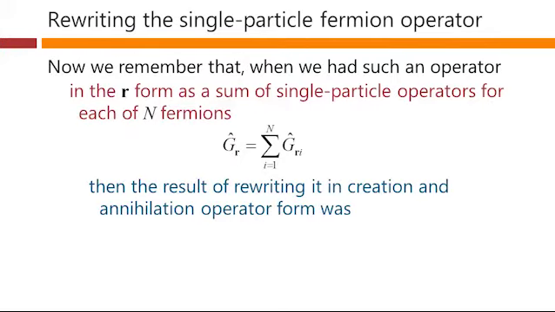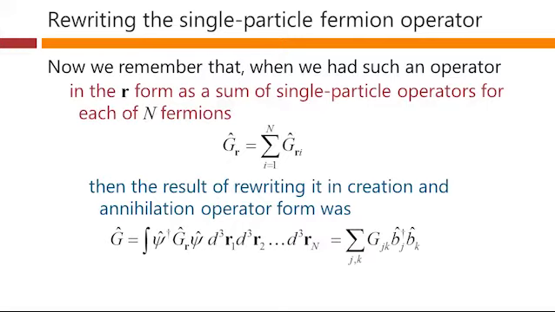Then the result of rewriting this operator, G, whatever it is, in the creation and annihilation operator form, was that we could make this alternate way of looking at the operator, in which we had managed to get rid of the sum over the particles as an explicit summation we had to perform. And here, of course, this G_jk is this integral that we could evaluate. It just gives us a number of some kind for each, in this case, of fermion single particle states k and j. Well, that was a result that we got before, and now we're going to be able to apply it here.